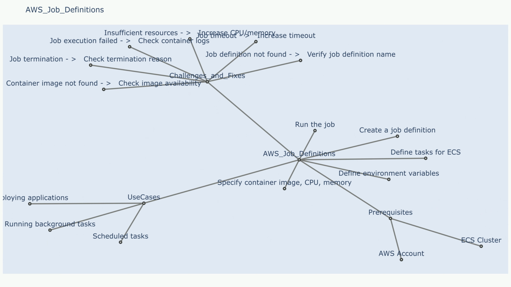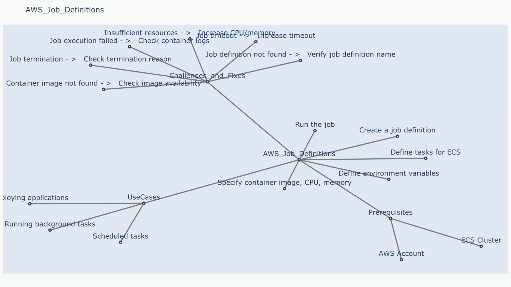Insufficient resources. Increase CPU and memory. Adjust the CPU and memory allocation for your container within the job definition to meet the requirements of your application. Check cluster capacity. Verify that the ECS cluster has enough available resources to accommodate your task.